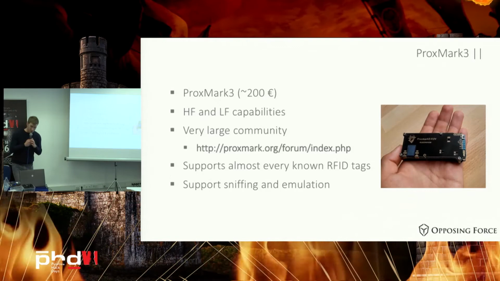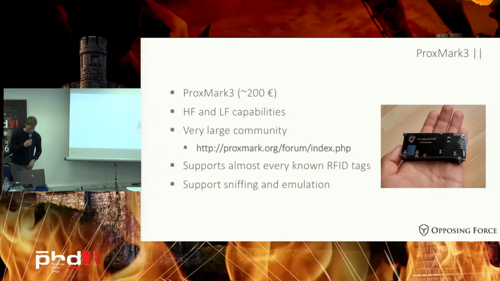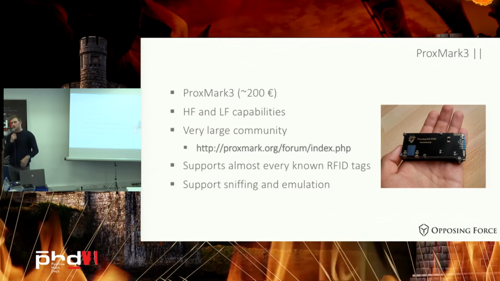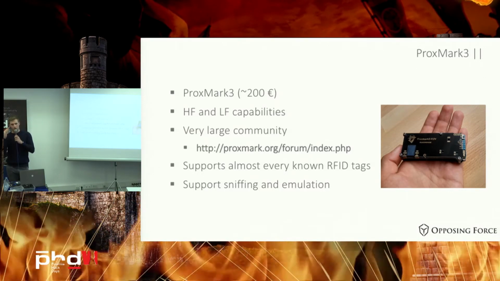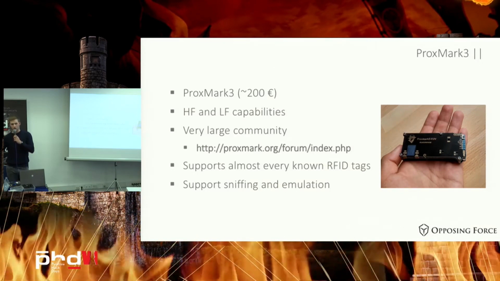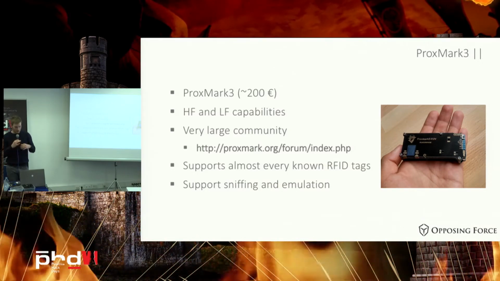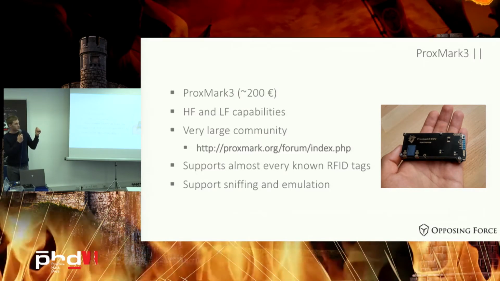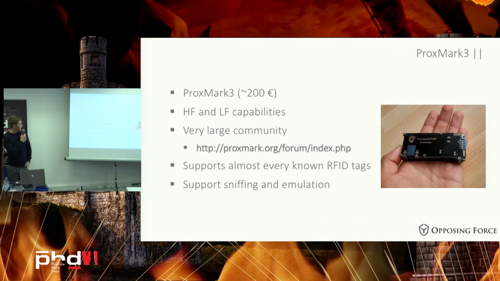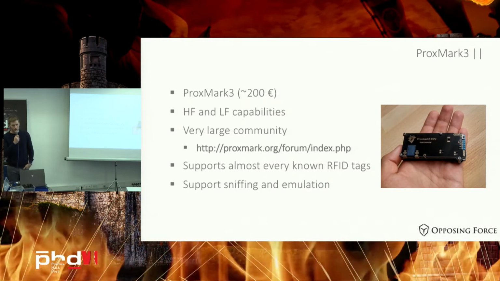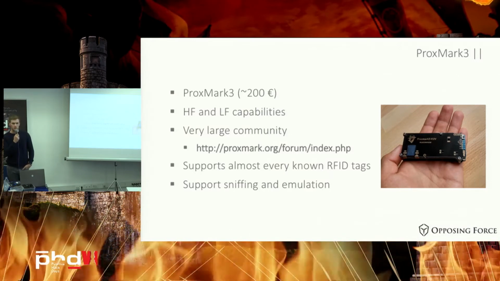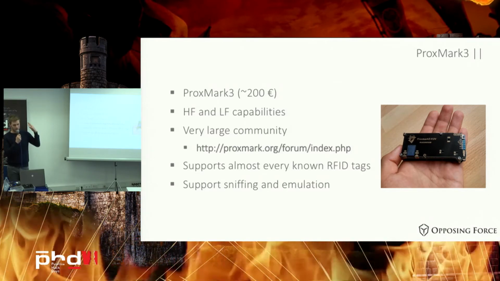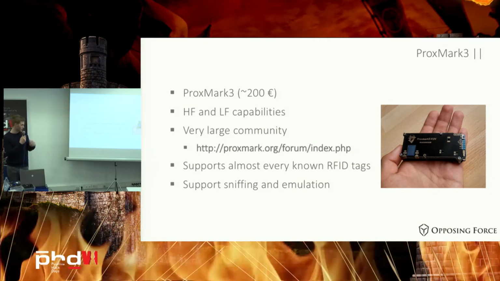Okay, the Proxmark is a bit more expensive, about 200 euros. But it has high frequency and low frequency capabilities, which means it can operate on both 13.56 megahertz and 125 kilohertz. It has a very large community behind it, and you can find the forum with awesome people there. It supports a very wide range of RFID and NFC tags. Almost everything you can think of is supported by the Proxmark. If it's not, learn how to program and you can add the support.